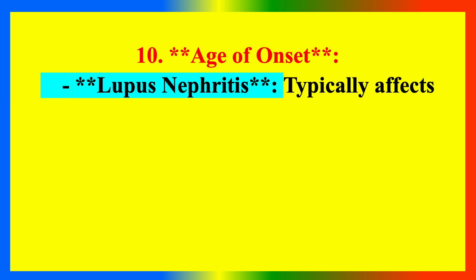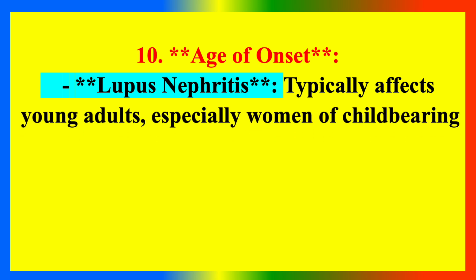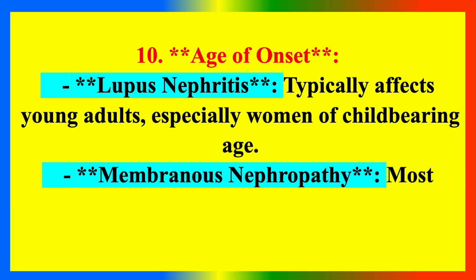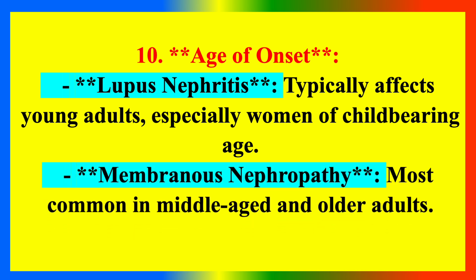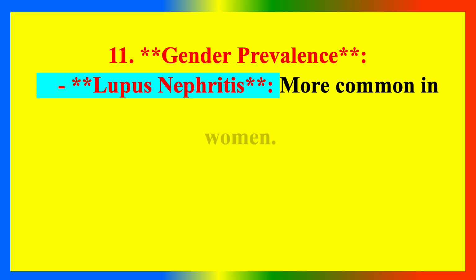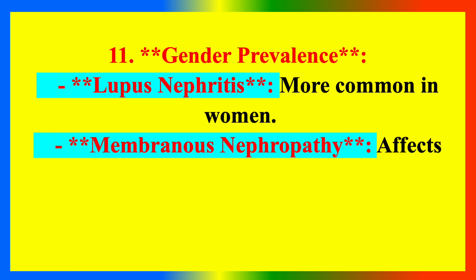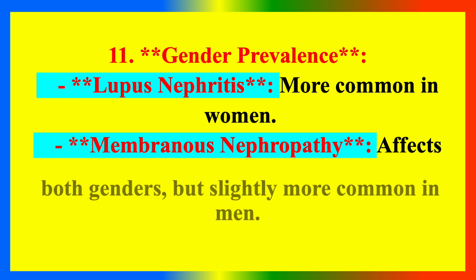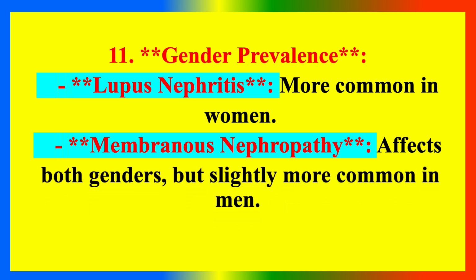Ten, age of onset. Lupus nephritis typically affects young adults, especially women of childbearing age. Membranous nephropathy is most common in middle-aged and older adults. Eleven, gender prevalence. Lupus nephritis is more common in women, while membranous nephropathy affects both genders, but is slightly more common in men.